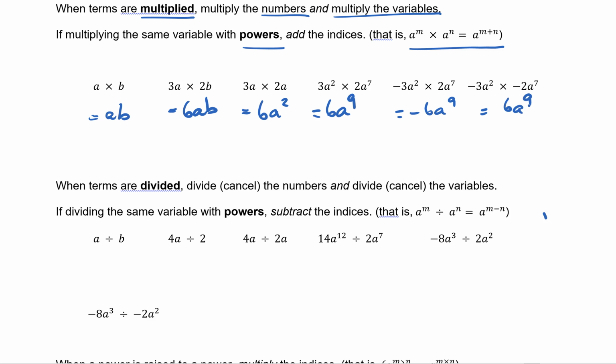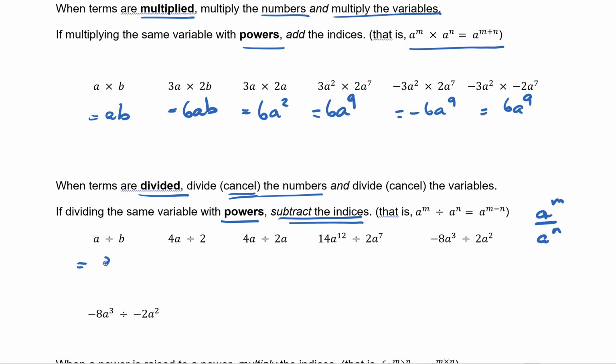When terms are divided, we end up dividing or cancelling. Cancelling is often a quicker way of doing it, especially when it's not nice even division. And to divide, if we have the same base, then you know that you learnt the rule in Year 8 that you subtract the indices. So a to the m divided by a to the n, which is written like this also, is a to the m minus n.